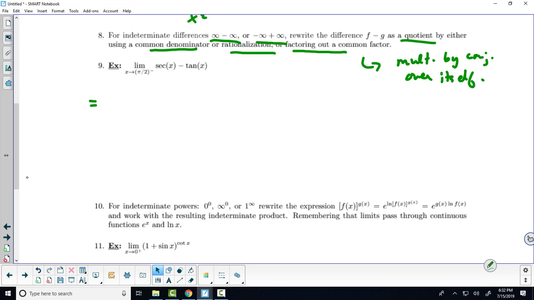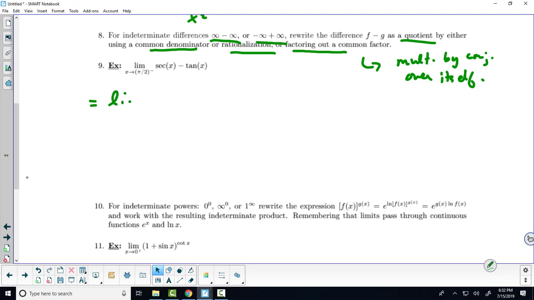Which of these three do you think would be easiest? Common denominator, rationalization. Right, we're trying to write it as a single fraction. What's going to be easiest? If you do the identities for secant and tangent, isn't that 1 over cosine minus sine over cosine? So this one is probably the best option to get a common denominator, and it already has an inherent common denominator ready to go, right?